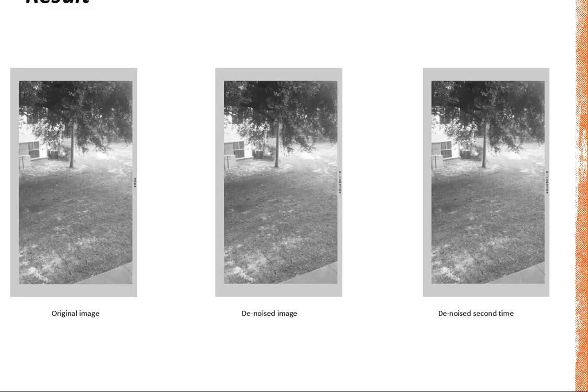Okay, here's the result. The first one is the original image. The second one is the denoised image. As we can see, this picture is much better than the first one, and the third is denoised a second time. Comparing the third and the first image, we can clearly see that the third one is much clearer, and there are not so many white spots on the image.